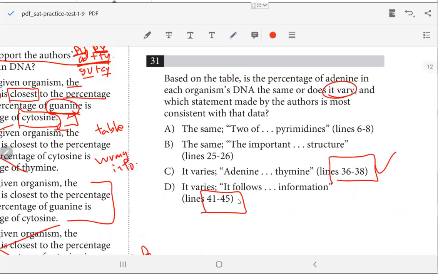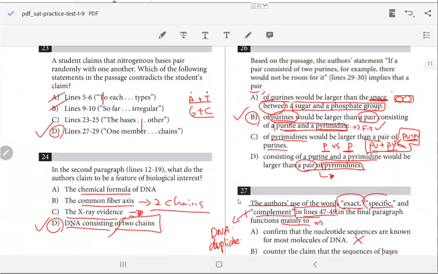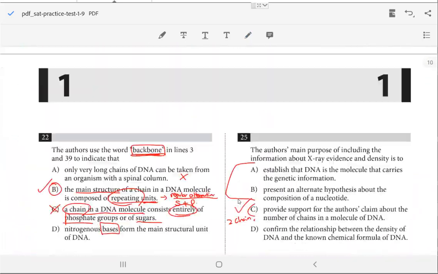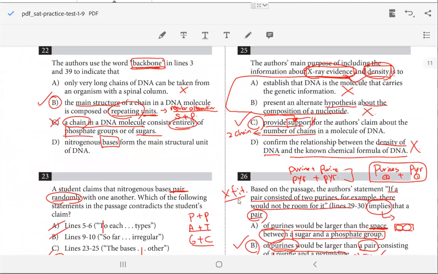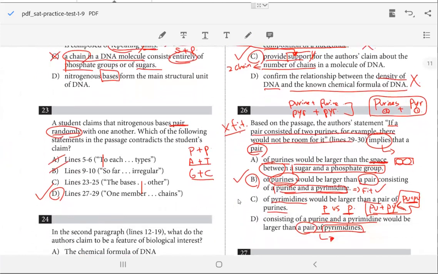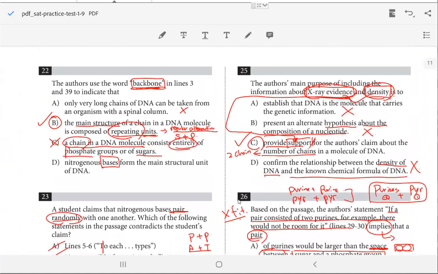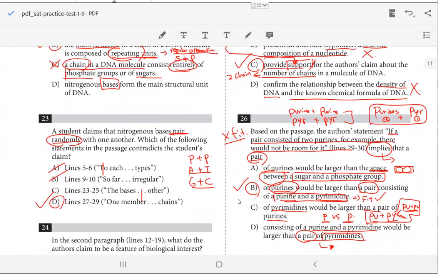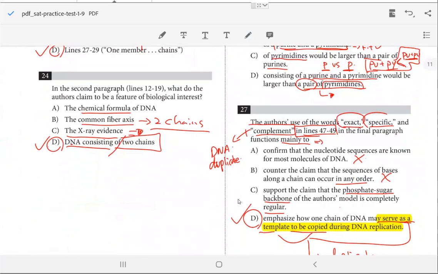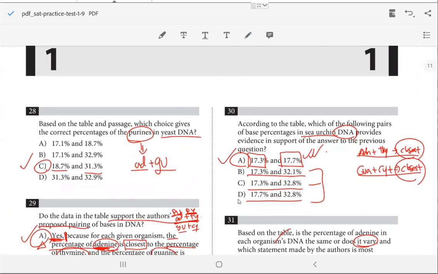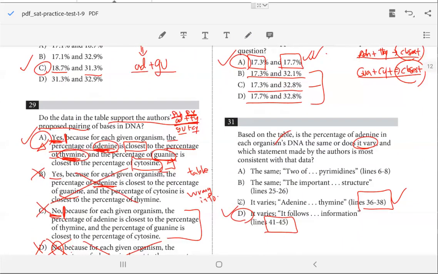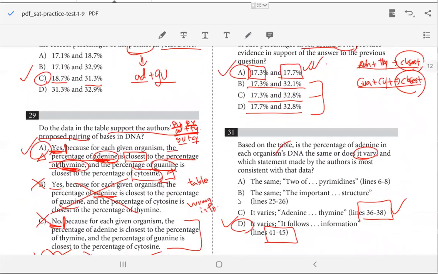Okay, let's double check. We got all the answers right. 22B, 23D, 24D, 25C, 26B, 27D, 28C, 29A, 30A, 31D. There you have it. All correct. Perfect. Well done.